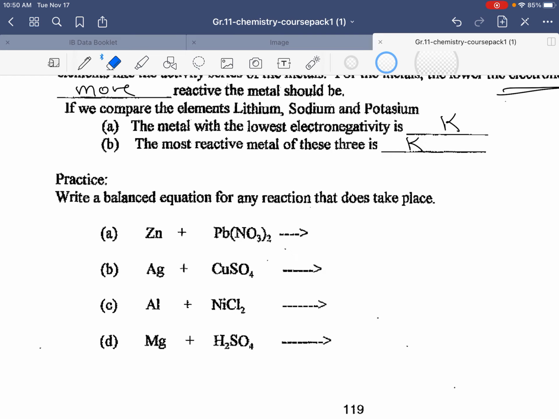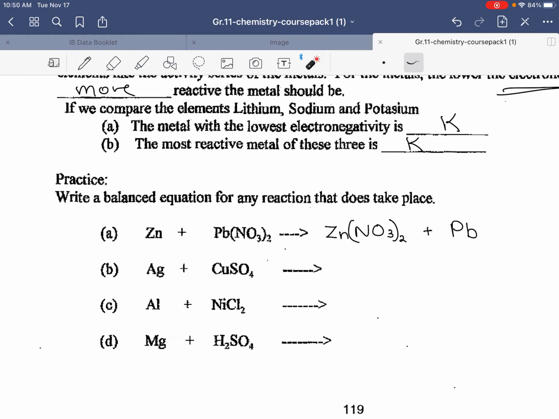Okay? So here's a single displacement reaction. We have zinc trying to displace lead. Let's do the reaction first. Okay? What you're going to get, of course, is zinc nitrate. Remember, the cross rule applies. Zinc is a +2 metal. And we have lead all alone. The question is, will this happen?